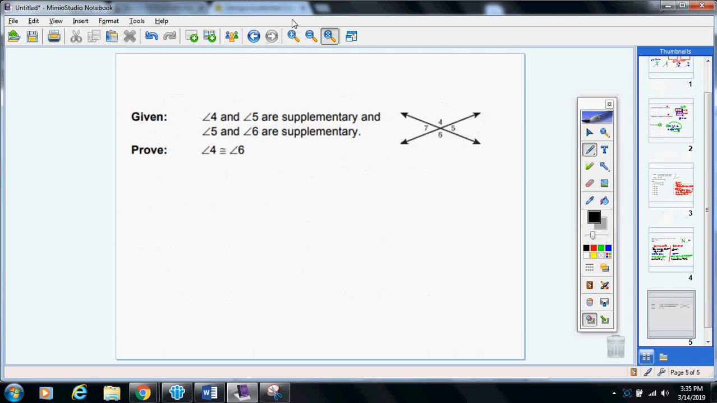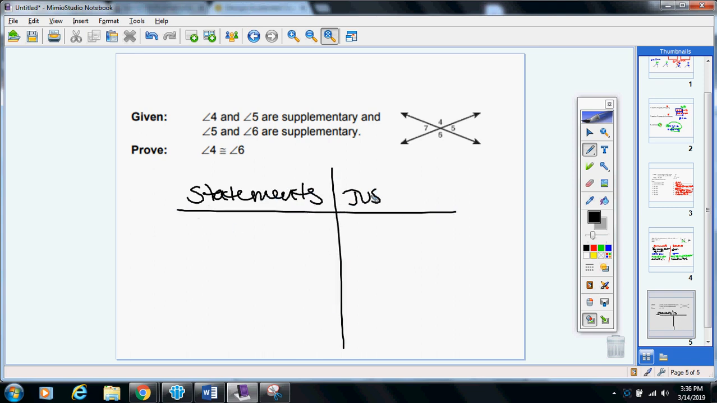All right, and then the last one that I want to do is talking with angles. Remember, supplementary angles are two angles that when added together equal 180 degrees. So again, we're going to do our statements, and we're going to do our justifications over here, or we can call them reasons, whatever you want to call it, okay? All right, so we have that angle 4 and angle 5 are supplementary. I'm just going to write sup, and that's given.